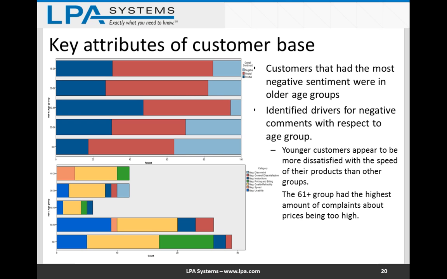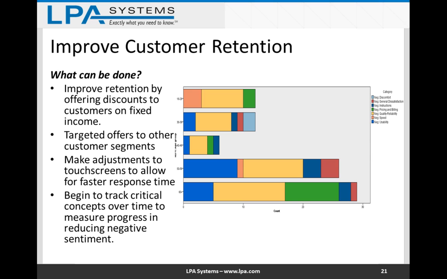We're also able to tell that the younger customers appear to be more dissatisfied with the speed of their product. Well, what can be done about those things? We have a couple of options. We can improve retention by offering discounts to our customers on fixed income. Possibly a fair amount of customers in the 60-plus age group are on fixed income, and through analysis we've identified that there are a lot of customers on a fixed income. So offering discounts and more favorable pricing for that age group will allow us to keep more of those customers. We can create some targeted offers to other customer segments as well.